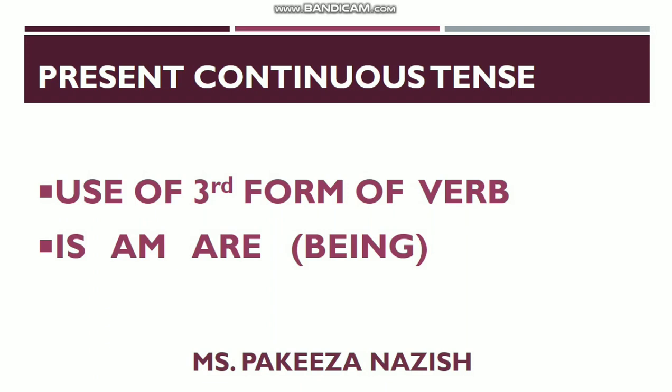The subject will be replaced by the object and the object will be replaced by the subject. So what we will do when we convert the first form of verb and ing into a third form of verb, that ing will be replaced with the word being. So in the present continuous passive voice, we will use the third form of verb, we will use is, am, are, and we will use the word being.